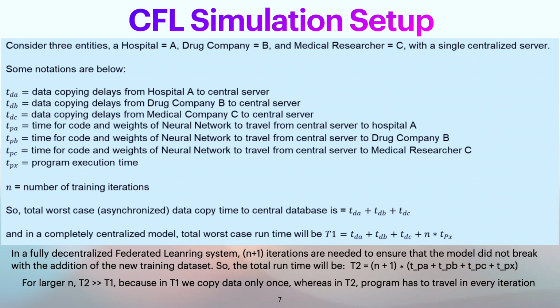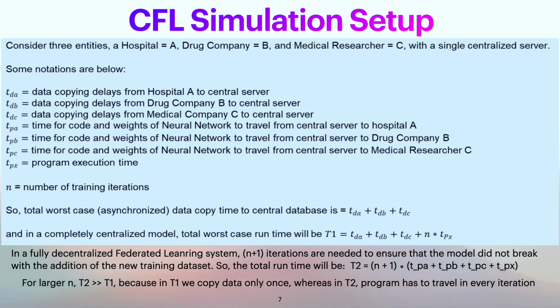The total program execution time we took as TPX, and we assume there are n iterations. In this simulation, we took 30 iterations. Now, with these notations, what is the behavior of the centralized and decentralized cases? The centralized case is denoted T1. The total time is the time for hospital A to server, B to server, and C to server, summed up over n program iterations, n times the program runs.